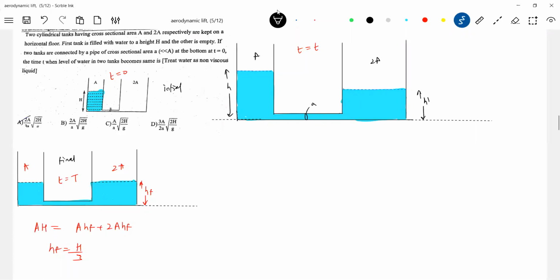So again, let's go for conservation of total volume of liquid. The initial volume A capital H should be equal to A H plus 2A H dash. So what is H dash equal to? H minus H by 2. The difference in level of the liquid in both the containers will be delta H.